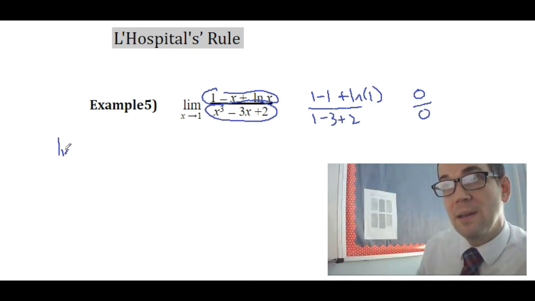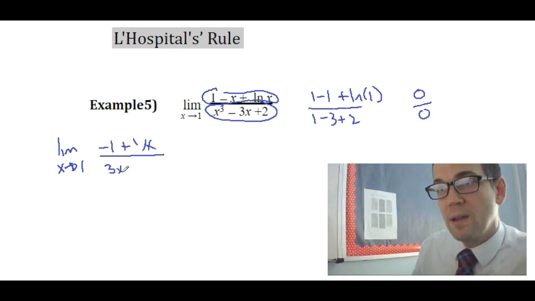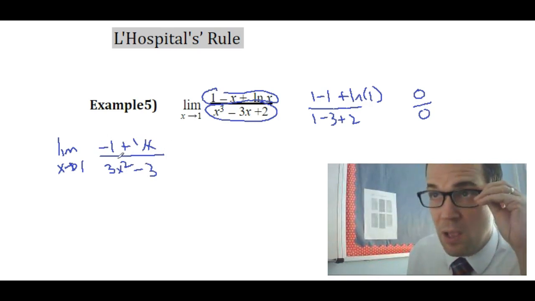So we'll look at the limit as x goes to 1. The derivative of this is negative 1. The derivative of this is 1 over x. And that's all going to be over 3x squared minus 3. And there's some algebra I can do here, but I am right now just going to plug in 1 again to see what happens without worrying about the fact that I have a complex fraction here, because 1 is so easy to plug in.